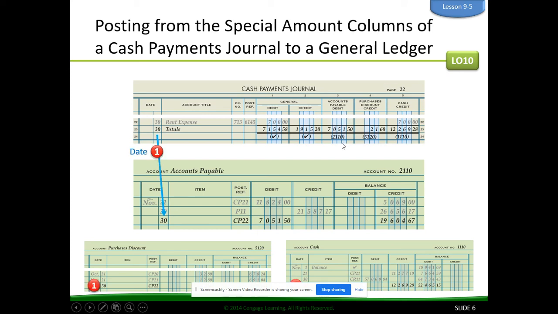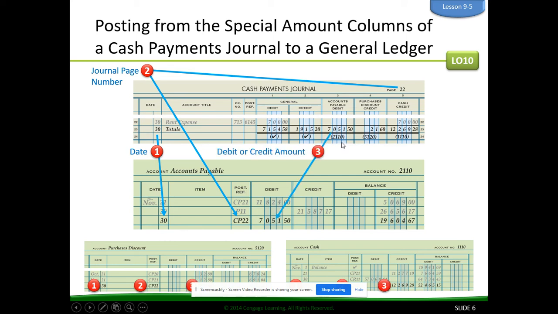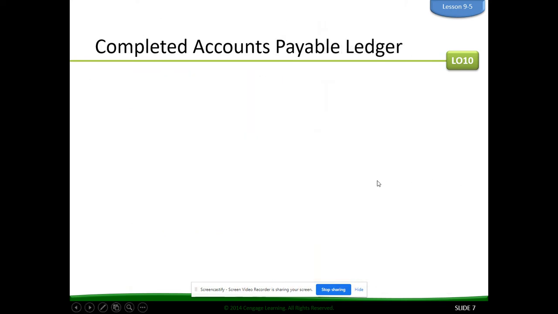So we're going to put the date. We're going to put cash payments journal page 22. We're going to put the amounts, either debited or credited, debited for accounts payable, credited for purchase discount and cash. Then we're going to update our balances and put the account number underneath the total in parentheses.